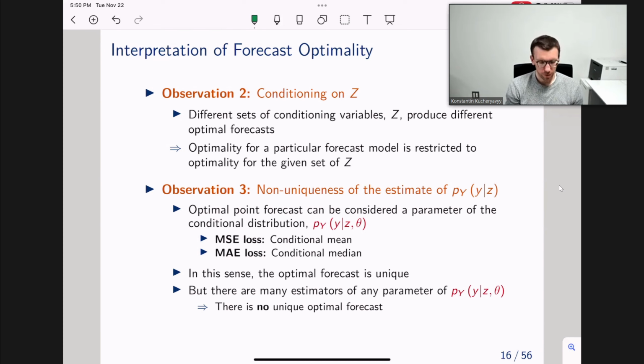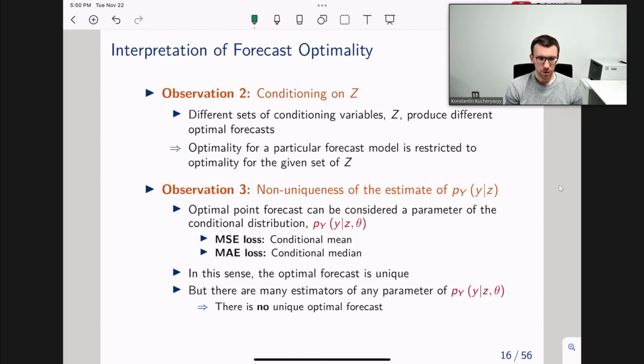Sorry, mean absolute error. Mean absolute error. I'm getting tired. So the optimal forecast under mean squared error is the conditional mean, and mean absolute error is a particular example of Lin-Lin loss. In this sense, the forecast is unique in the population. But there are many estimators of any parameter of the distribution. I showed you that we can have different estimates for the variance that is needed in the case of Linex loss.